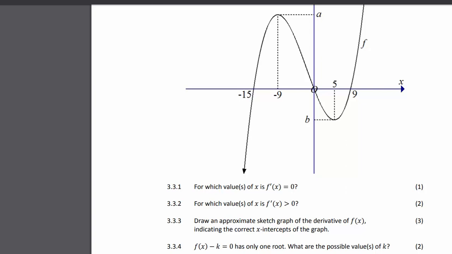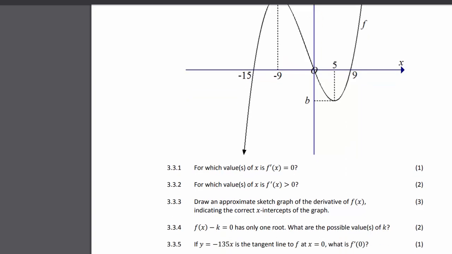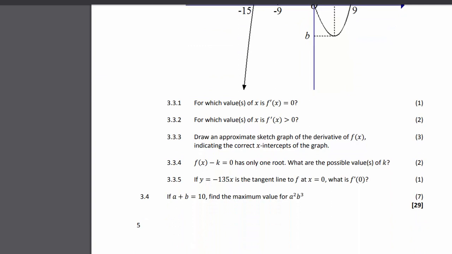And for here, for all the x values bigger than 5, it's positive. So again, I can probably count on one hand the number of people that got that correct, but all the values of x greater than 5 is positive. Anyway, moving on. Determine an approximate sketch graph of the derivative of f. Not of f, the derivative of f, indicating the correct x-intercepts of the graph.